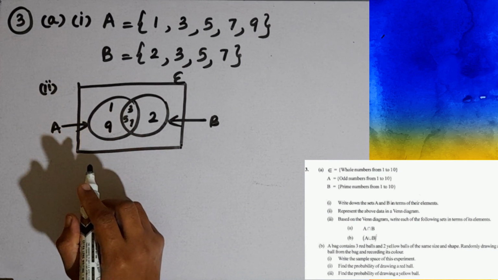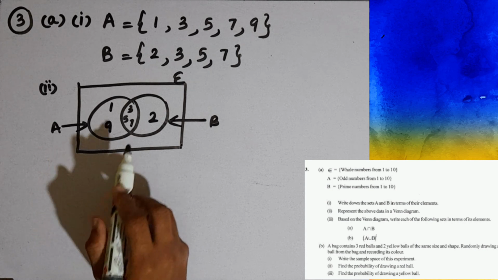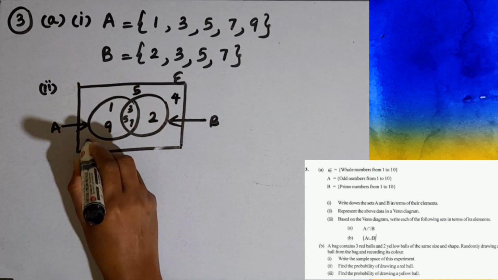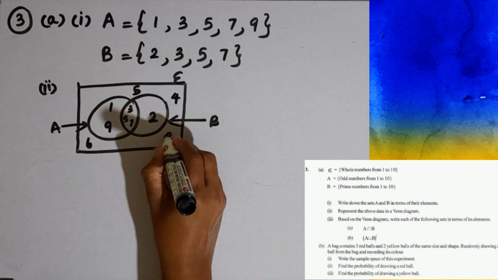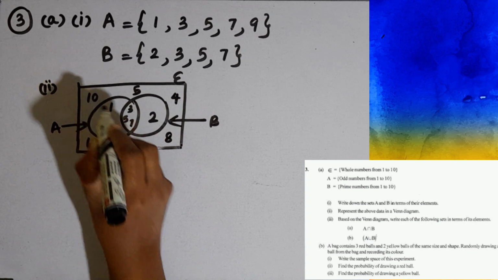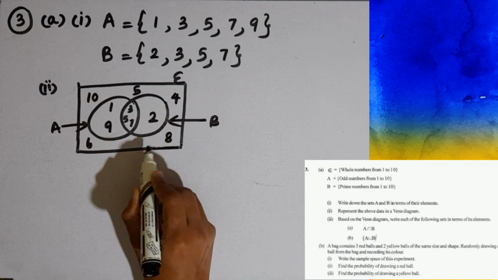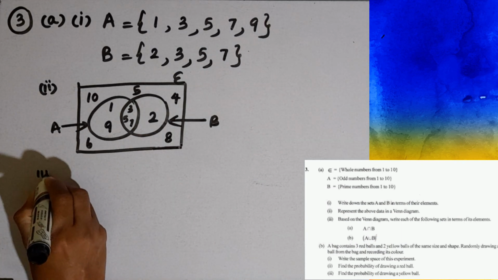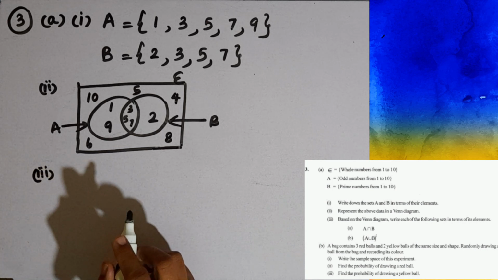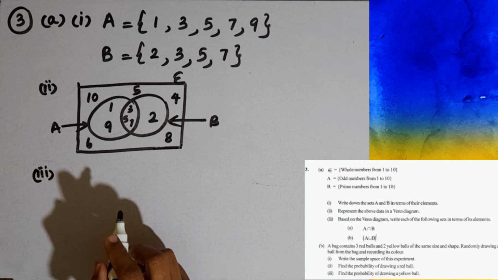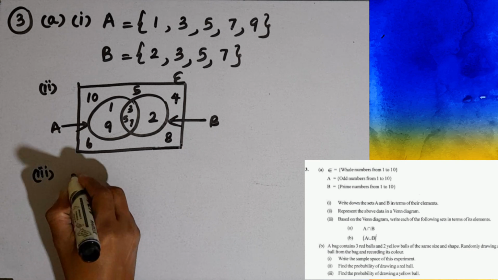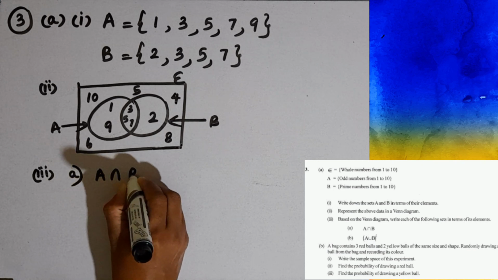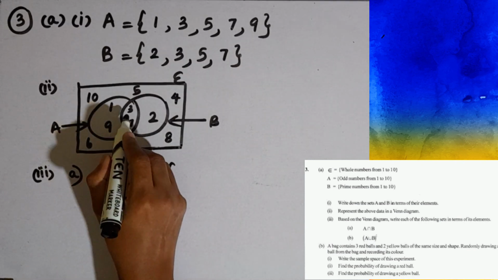Then the universal set is whole numbers from 1 to 10. 1, 2, 3, 4, 5, 6, 7, 8 and 10. We have to write it outside the circles. Then third question. Based on the Venn diagram, write each of the following sets in terms of its elements. First one, A part, A intersection B. The elements are 3, 5 and 7.